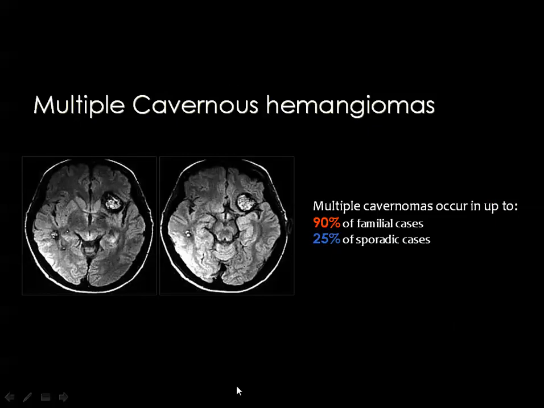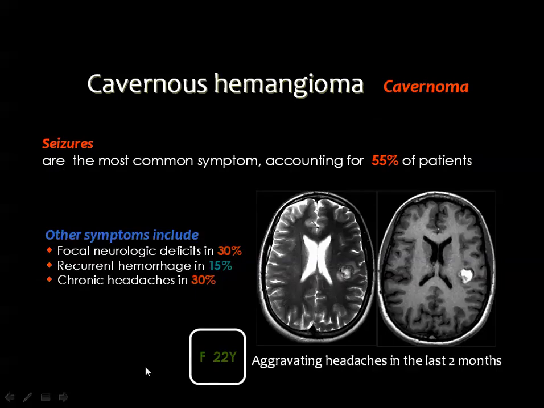And cavernomas may occur in multiplicity, in 90% of cases in familial patients and 25% of cases in the sporadic cases. And MRI is better than CT in detection of small cavernomas. And here you can see a sizable cavernoma in the left frontal lobe, and a smaller one in the right temporal lobe, and you can see two very minute lesions nearby. These are multiple cavernomas.